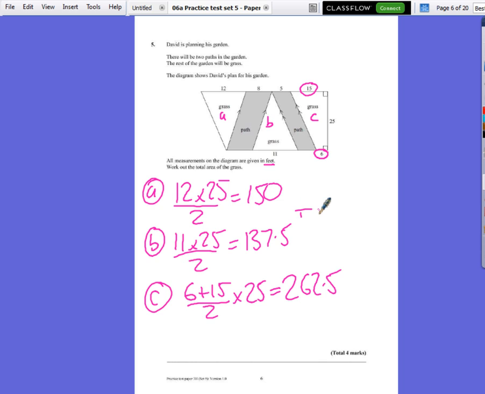And if we add all those together, we get the total area of grass. That is 550 feet squared.